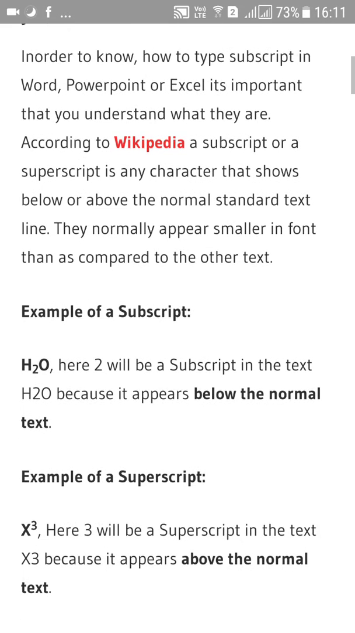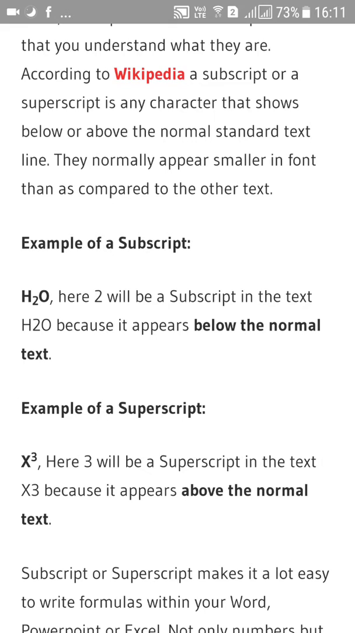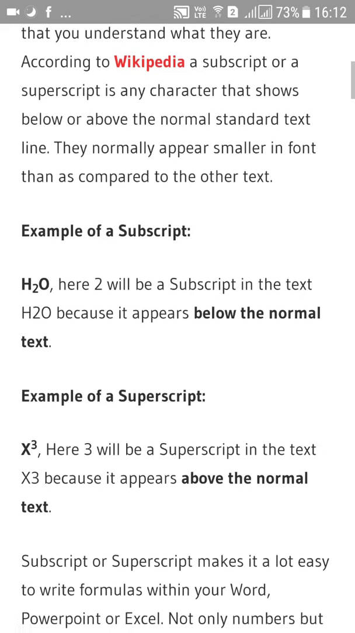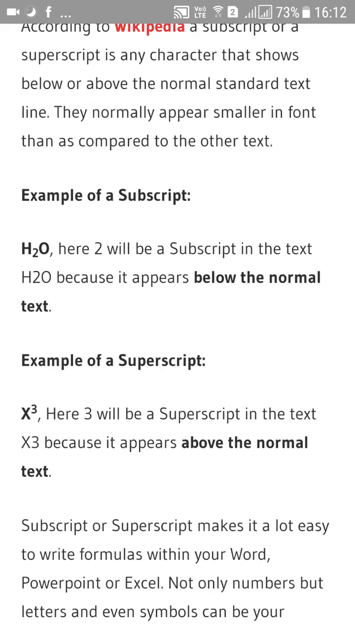A superscript is when you want to make a text appear above the normal text. That means if you're writing along the line and you want a portion of the text to be a little above the line, then that will be superscript. For example, in the example x3 that I've shown you here, where 3 is appearing above the baseline, this will become superscript. And subscript is where you want the text to appear a little below the baseline. So these are the two perfect examples.